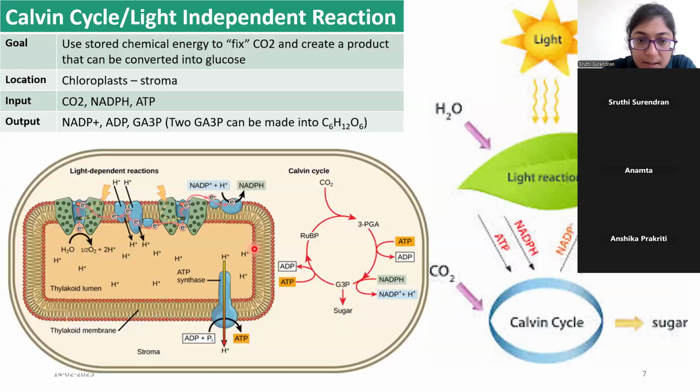So if you see here in RUBP regeneration, ATP is being utilized to form ADP. Now this ADP is what is being... sorry, during the photosystem 1, NADP is being reduced to NADPH.